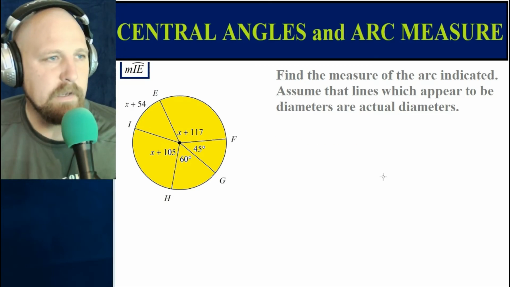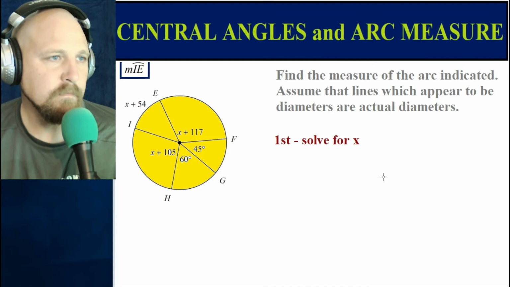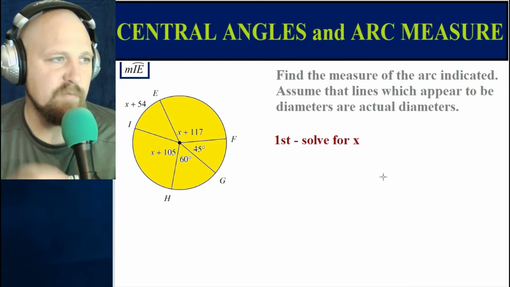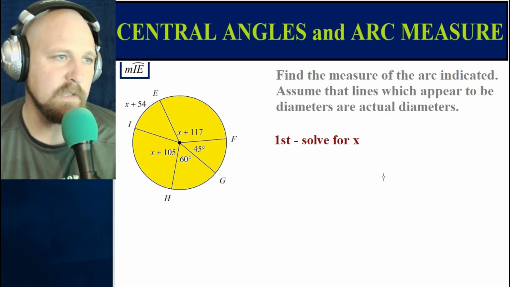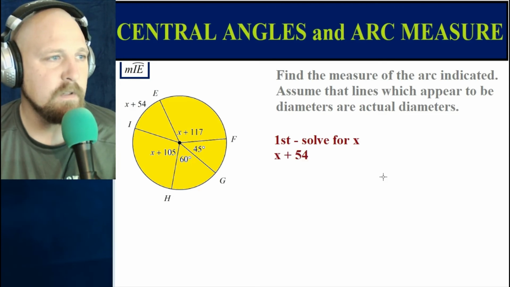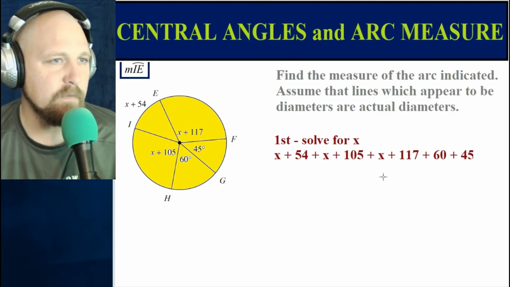So in order to find this, again, we solve for x, and we have to add all five sections up, all five pieces that they give us, because they do give us the entire circle in terms of the information that we need. So we're going to start with x plus 54, add x plus 105, add x plus 117, and then add 60, add 45, and all five of those things add up to 360 degrees.